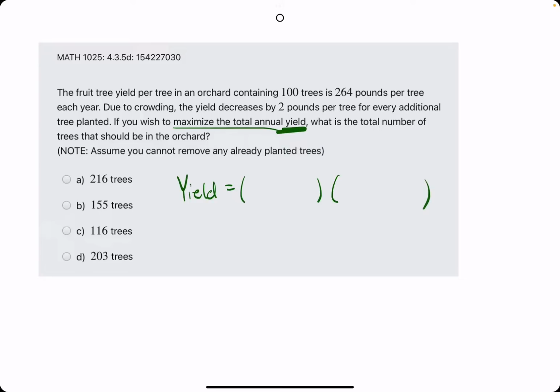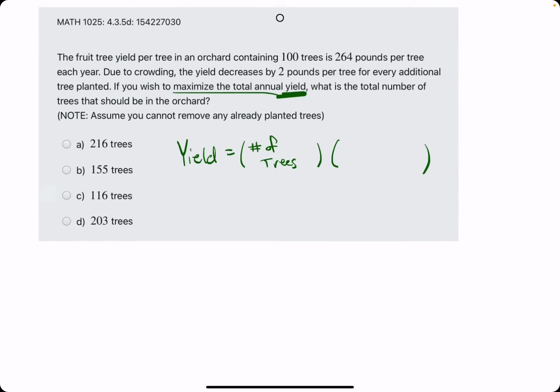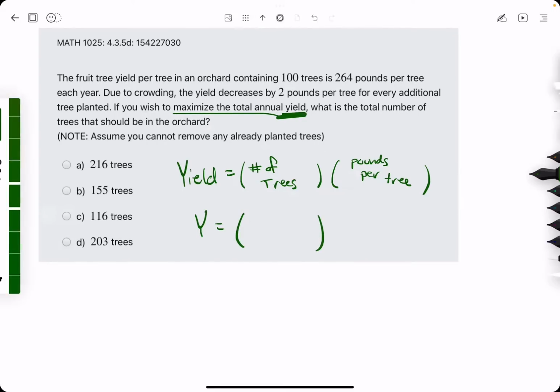I'll give you the format for the yield equation that you will use every time in this problem. The first part of the yield equation is an expression representing the number of trees. The second is an expression representing the pounds per tree. So starting with y, or yield, we'll say the number of trees.